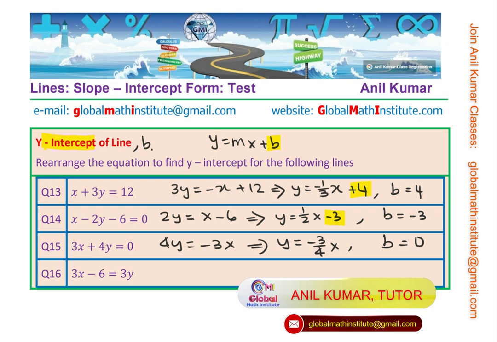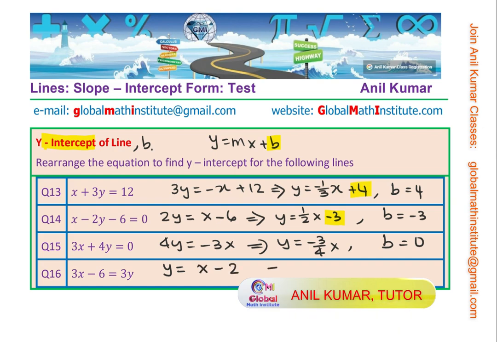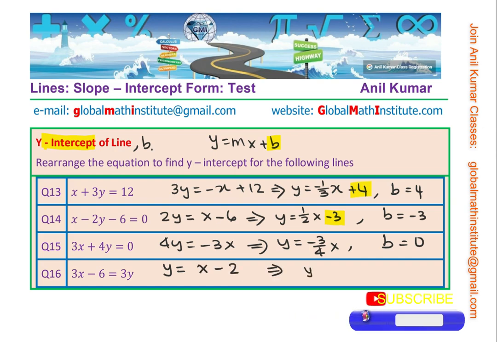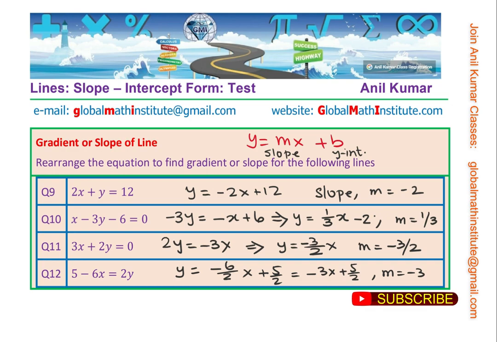Now, in this case, we have 3y equals 3x minus 6. Dividing by 3, we get y equals x minus 2, and clearly here the y-intercept, which is b, is basically equal to minus 2. So I hope with this, how we find the y-intercept and how we find the gradient or the slope by rearranging the equation of a line is absolutely clear.